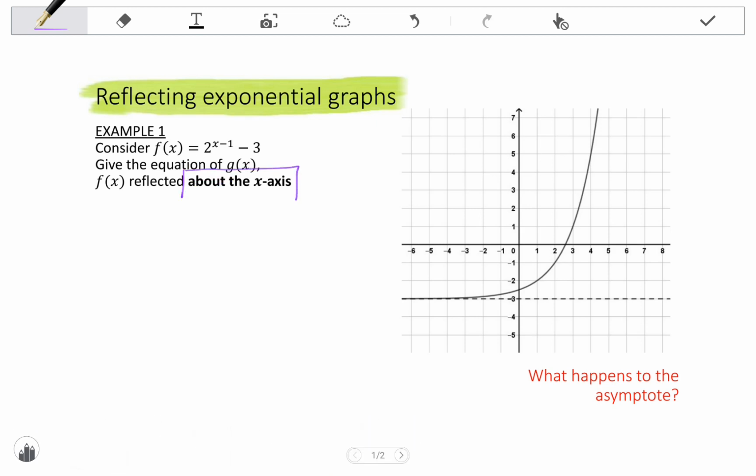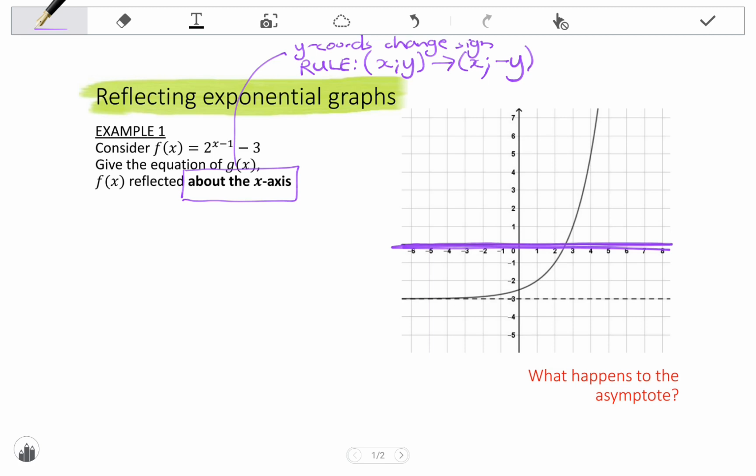Now, remember that when we reflect about the x-axis, the y-coordinates change sign. So if we were to look at the rule for individual points, the coordinates x, y would go to x, which keeps its sign, but y changes sign. So if y is negative, it'll go to positive and vice versa. Also remember that a reflection about the x-axis causes a mirror image about that x-axis. So I'm just going to highlight the x-axis here for us. If we were to fold along this line, that's where our reflection would happen.